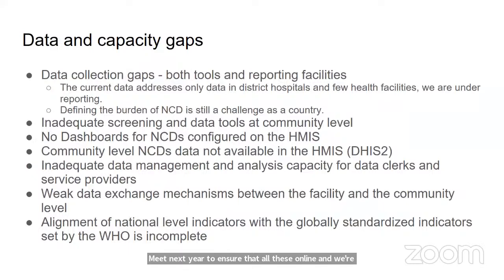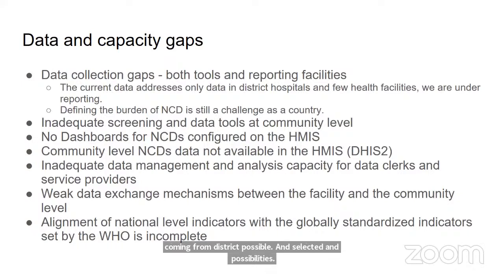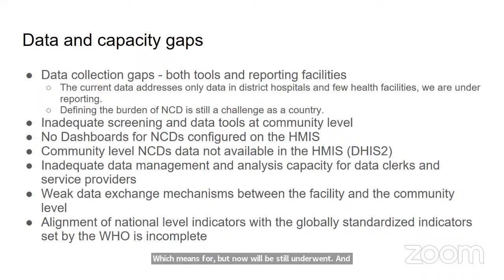I will move on to the data and capacity gaps. So this is where I said I would dwell much. Data collection gaps: we have those both in tools and in the facilities involved, as the current data we have is coming from district hospitals and selected health facilities, which means for Malawi we are still underreporting. And then we have the private hospitals and the Christian Health Association facilities that also haven't yet started reporting. So I believe we are yet to define the NCD burden apart from the state service.